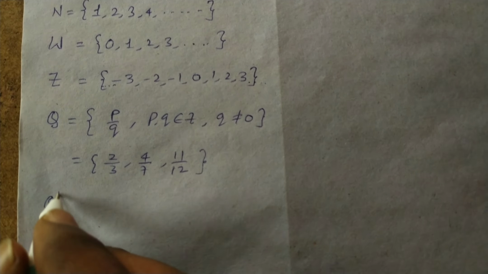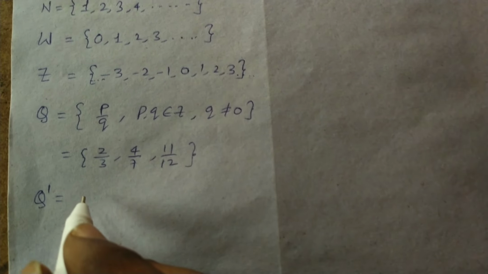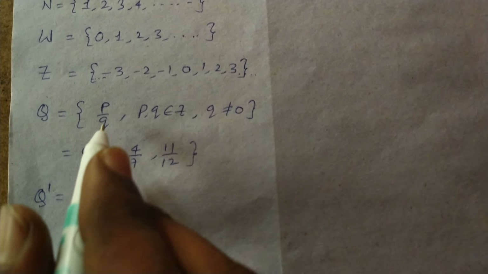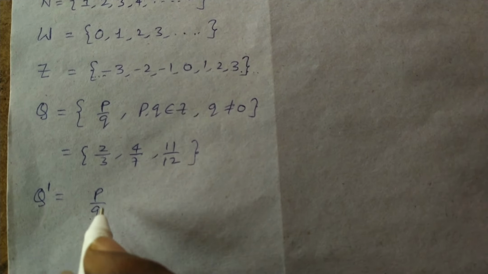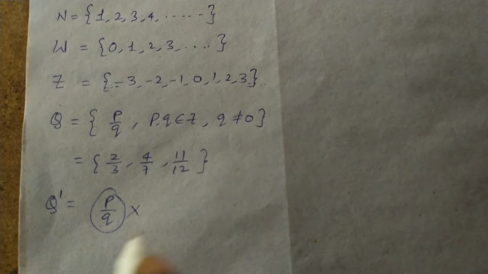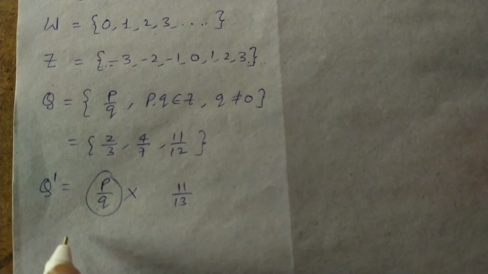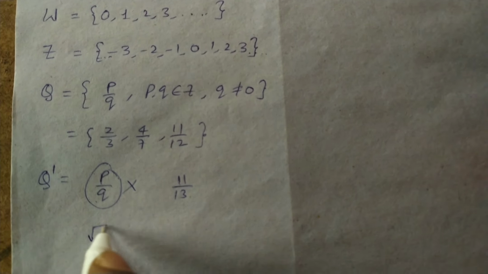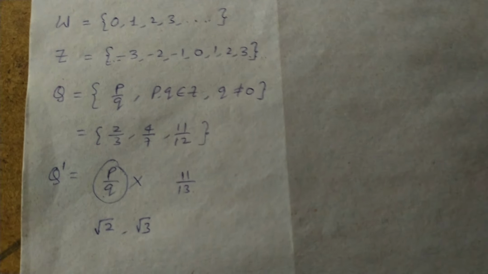What is an irrational number? We represent irrational numbers by Q dash. Irrational numbers are numbers which cannot be written in p by q form. Suppose you write 11 by 13, this is a rational number. Then what are examples of irrational numbers? Root 2, root 3 are examples of irrational numbers.